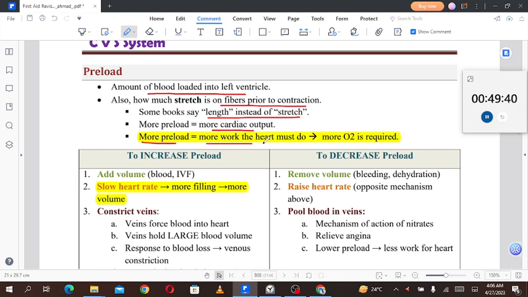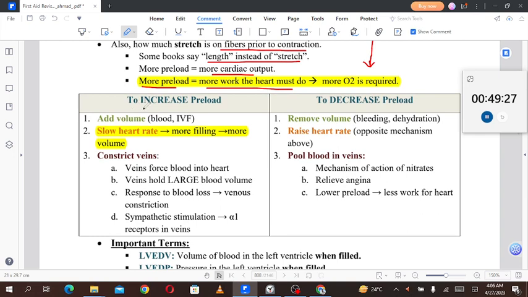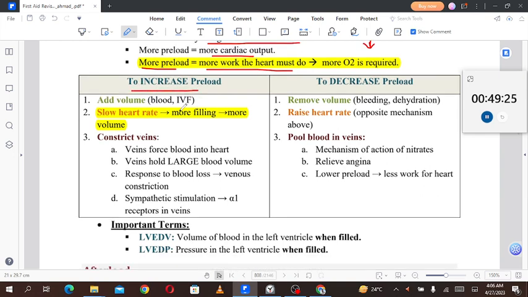More preload, more work the heart must do, and more oxygen is required. Okay, that makes sense. The more venous return, or the more preload is entering the heart, the more work the heart must do, and resultantly more oxygen is required. To increase the preload, we have to add volume.